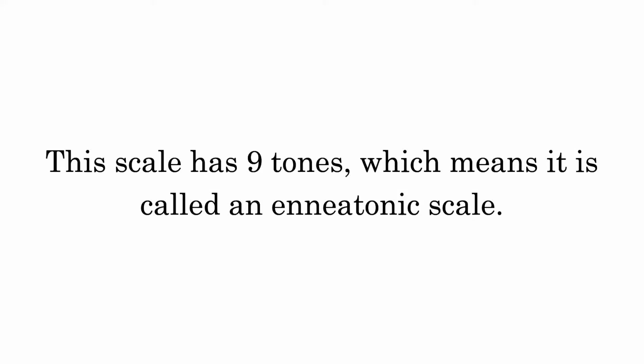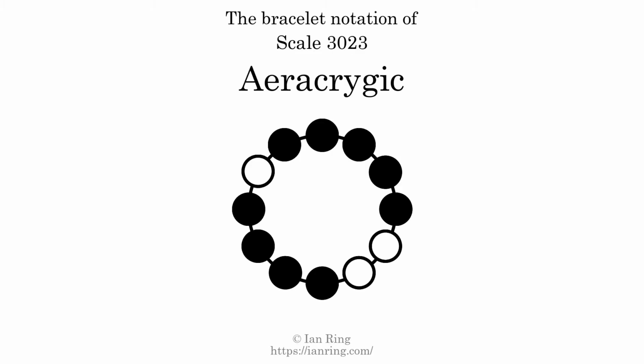This scale has 9 tones, which means it is called an enneatonic scale. This is a bracelet notation diagram of scale 3023. The shaded circles represent tones that appear in the scale, and they are read clockwise, starting at the top.